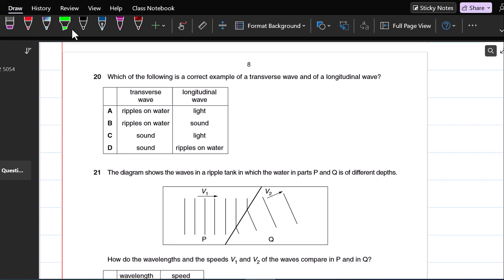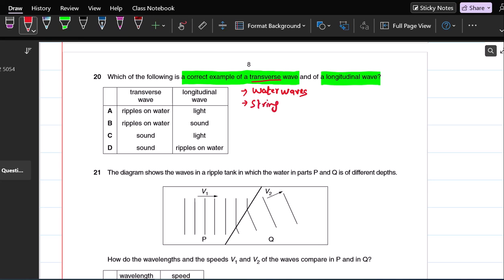Now we are on question number 20. Which of the following is a correct example of a transverse wave and of a longitudinal wave? Dear students, you have to remember that for transverse waves, the examples are water waves, ripples in water, and a string which is moved up and down. For longitudinal waves, we take the example of sound. So in this question, B is the right option: transverse waves and ripples on water, and longitudinal wave sound.